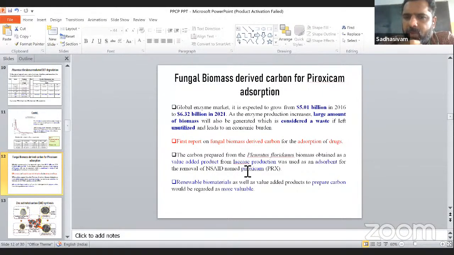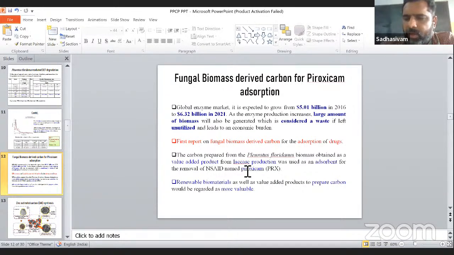Likewise, the fungal biomass obtained after the enzyme recovery, after a week or 2, is subjected to carbon preparation. How can you prepare carbon from the biomass? For carbon preparation from any substance, you have to heat the raw material to a high temperature, I would say more than 400, 500 degrees. If you heat to that range, anything will be carbonized. The same approach is followed here to obtain carbon from the fungal biomass and use it for piroxicam adsorption.